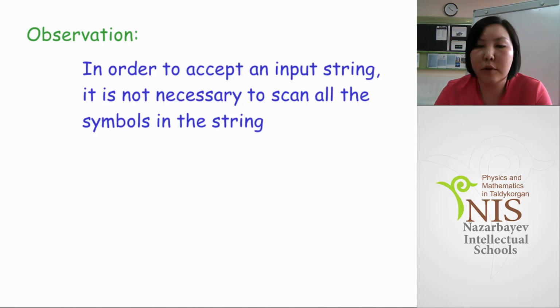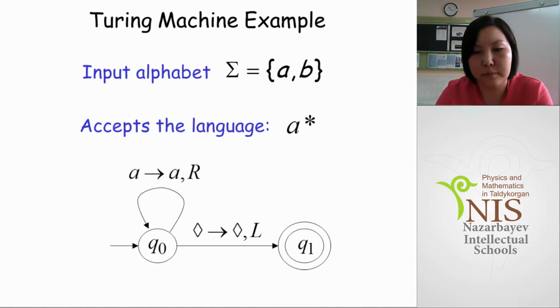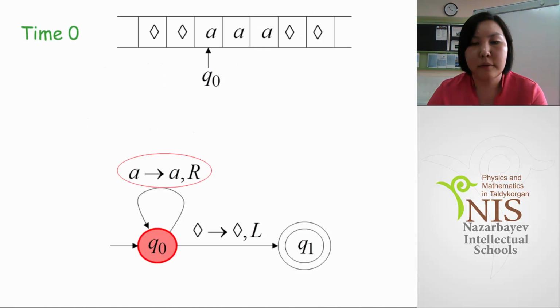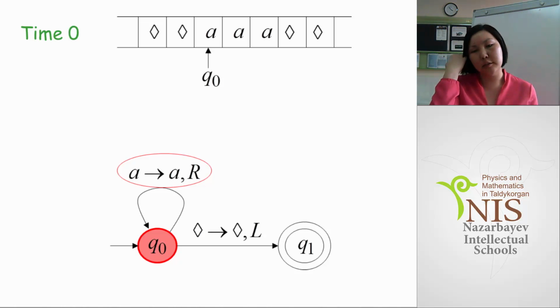Observation. In order to accept an input string, it is not necessary to scan all the symbols in the string. Let's look at several examples. This algorithm accepts the language of A's. It means you can use any number of letter A in the input string. Here is given an input string with 3 A's and an action table below.